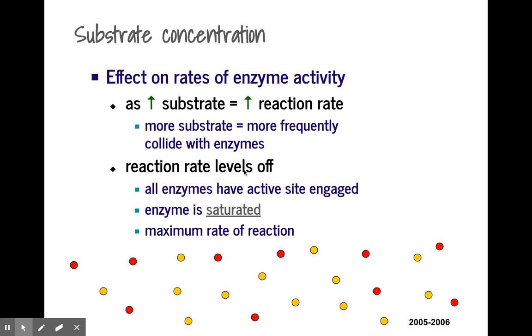The reaction rate levels off, and then all enzymes have active sites that are engaged. The enzymes are saturated because there is a maximum rate of reaction, meaning that there's more substrate. So the more substrate it is, the more likely an enzyme is going to bounce into it and break it apart. So that means that the reaction rate is going to increase. It's going to increase until once again there are no more substrates.